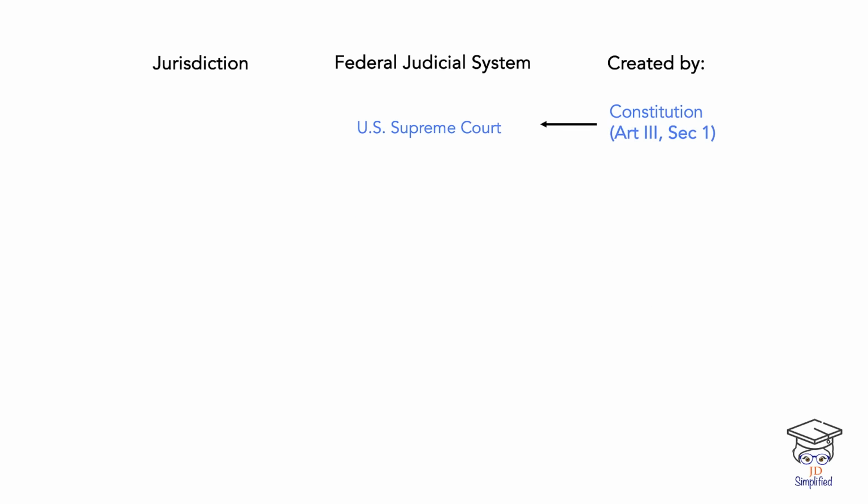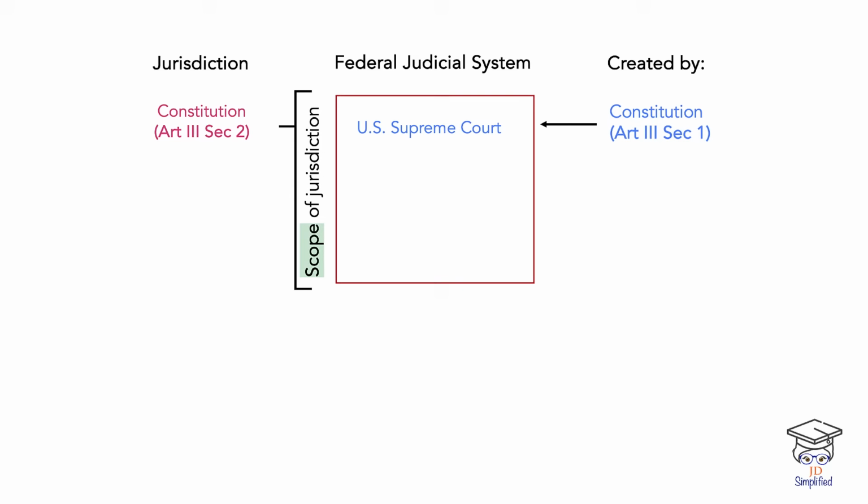The Constitution creates the Supreme Court. Specifically, Article 3, Section 1 of the U.S. Constitution creates the U.S. Supreme Court. What about Article 3, Section 2? Article 3, Section 2 delineates the scope of jurisdiction of the federal judiciary as a whole. Article 3, Section 2 defines the maximum reach of the federal judicial power. It sets limits on what jurisdiction Congress can give its courts. And as I said, it basically delineates the scope of federal jurisdiction.